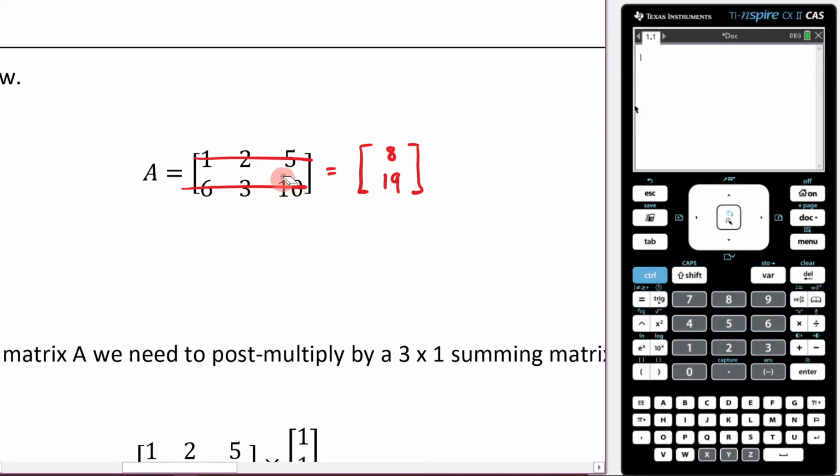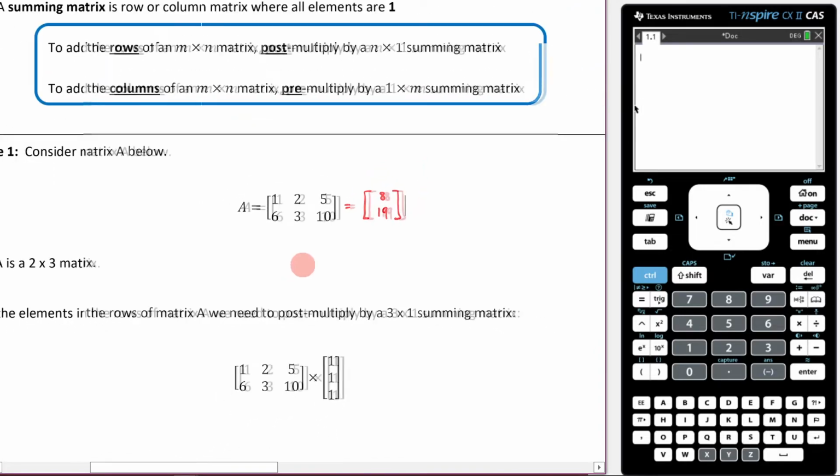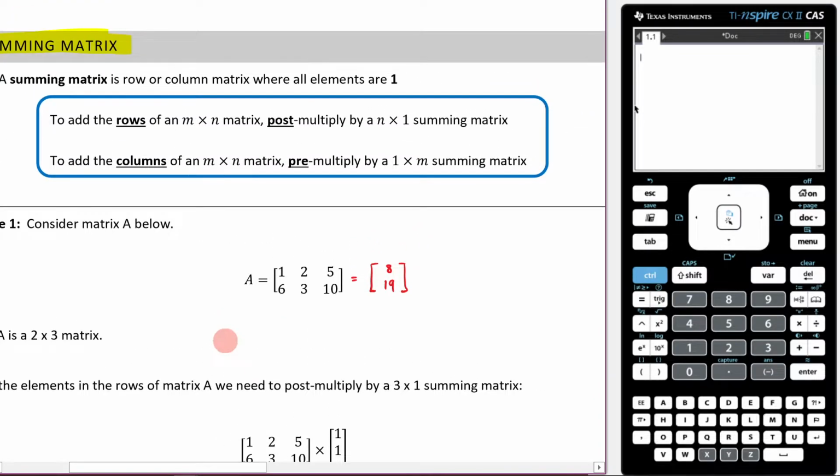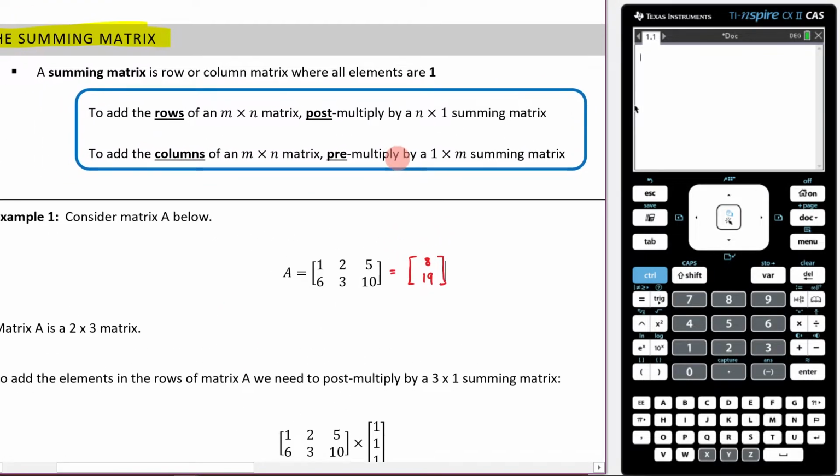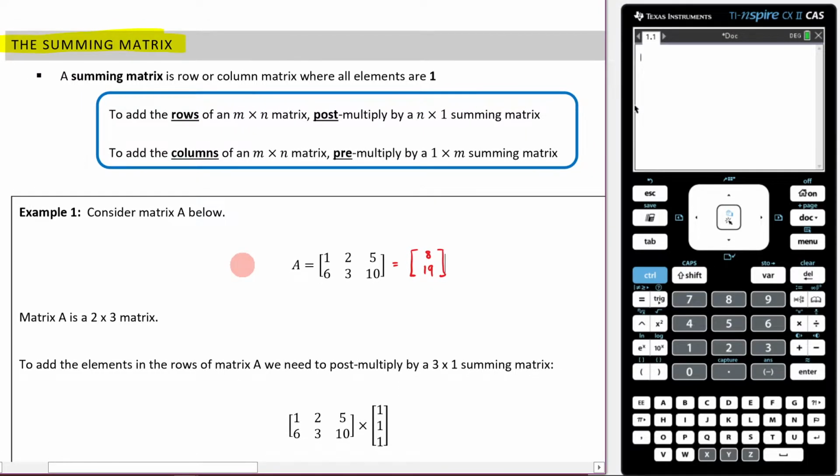That's it. But now what we want to talk about is the process that enables us to get this matrix. In other words, what is our matrix multiplication that's going to allow for this to happen? This is where the summing matrix idea comes into play. Would you agree with me that the underlying idea here is pretty simple? We're just adding the rows. But now let's get lost in the weeds for a bit.